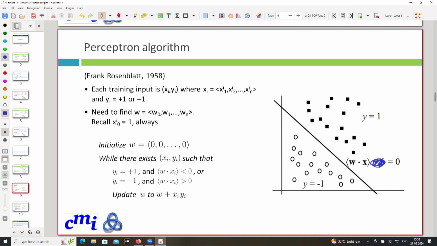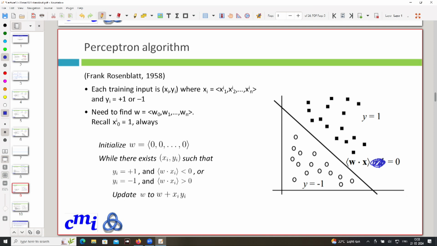If the label is +1, then I would like w dot x to have a positive label. So if this is less than or equal to 0 here, then what I do is I just add xi to w. I multiply xi by yi. Y is just 1 because it's a positive sample, so xi is being added to w.